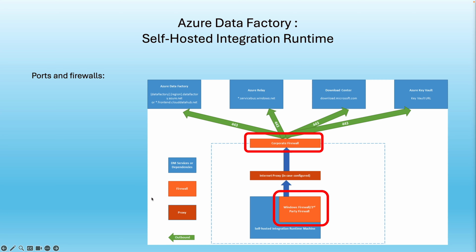Like here, if you see, we have to open port 443 for the mentioned URLs: for Data Factory URL, for Azure Relay URL, and then the download center for Microsoft and Key Vault. So we have to open port 443 for these URLs. Then only our on-premises integration runtime can connect to these services. These URLs and ports are normally already open on your Windows firewall. If not, you have to open them there as well.